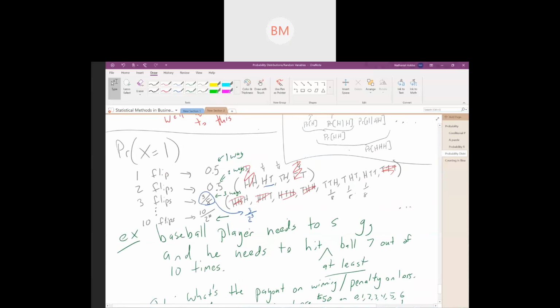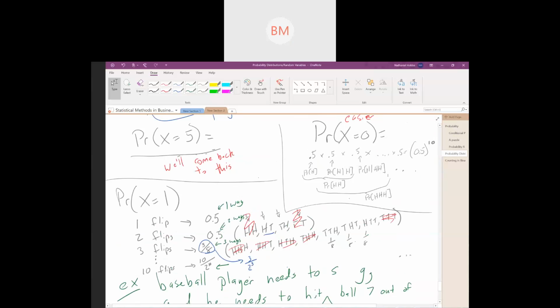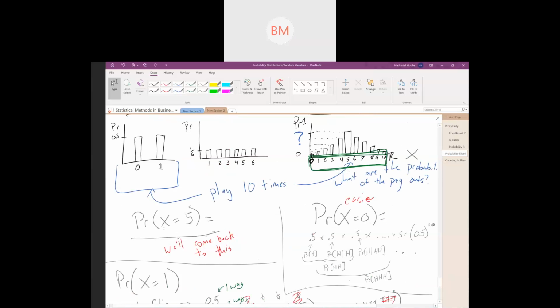You might have noticed that this way is a little bit harder than with x equals 0. We're getting different numbers here. X equals 0, it's always the same number. X equals 1, the numbers change. X equals 5 is the worst one, which is why we'll come back to it.